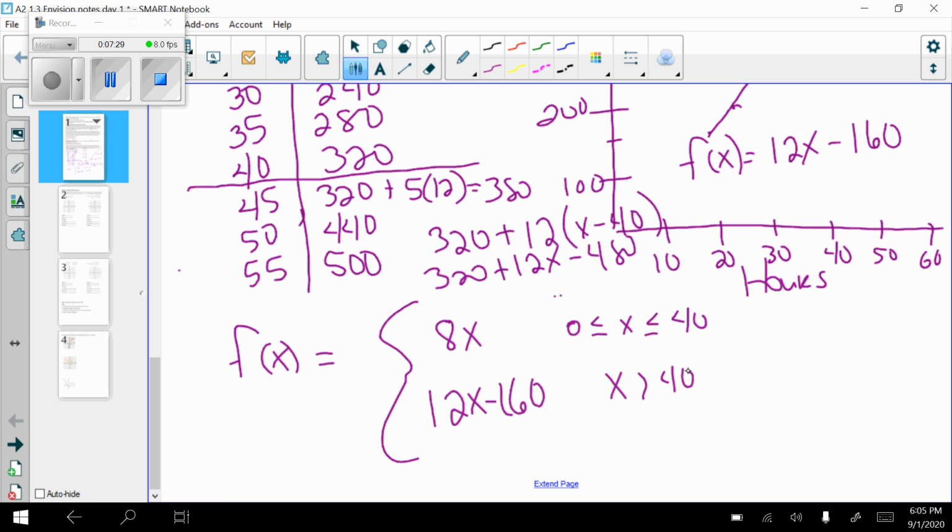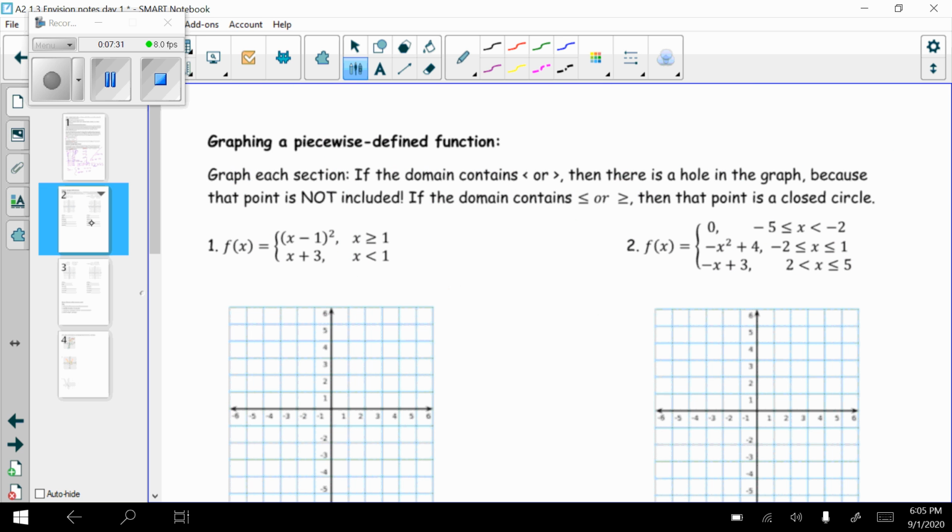Okay. So now we're going to look at the next page where we're going to learn how to graph these. So this is what our piecewise functions are going to look like. It tells us that if the domain contains a greater than or a less than, no equals sign underneath it, there's a hole in the graph, which we represent with an open dot when we graph, because that point is not included in our domain. If the domain contains less than or equal to or greater than or equal to, we will have a closed circle. That is in our graph.